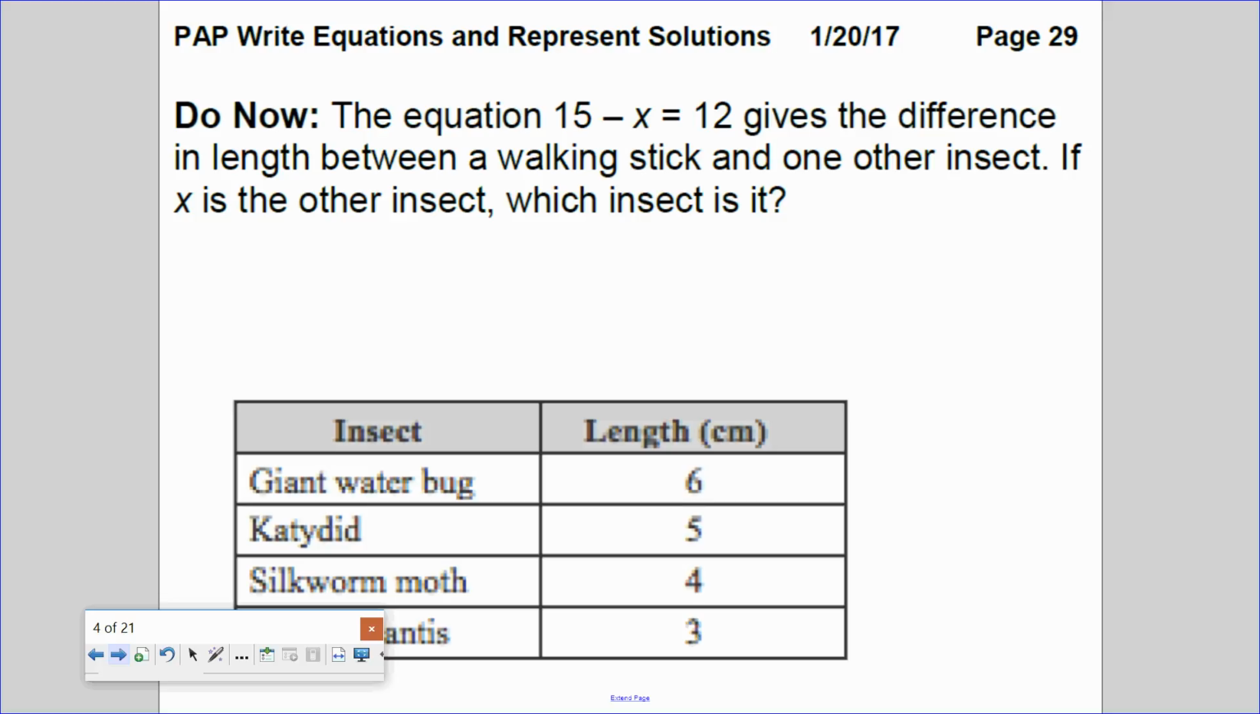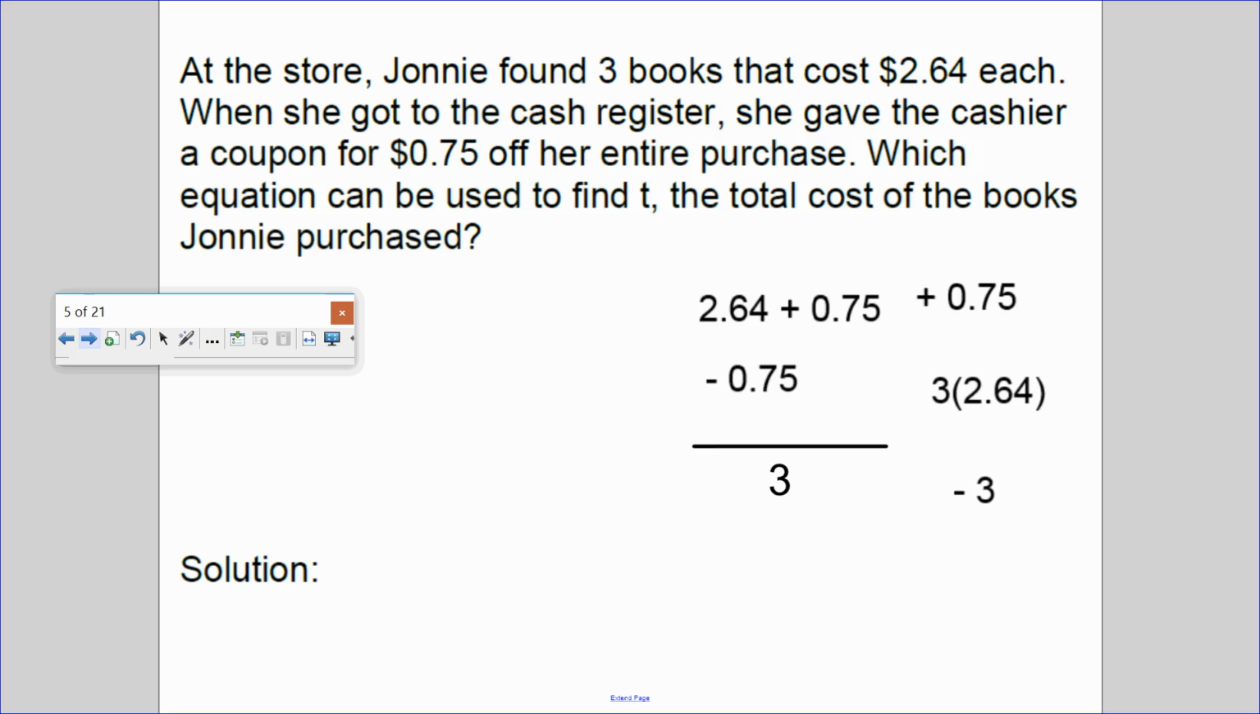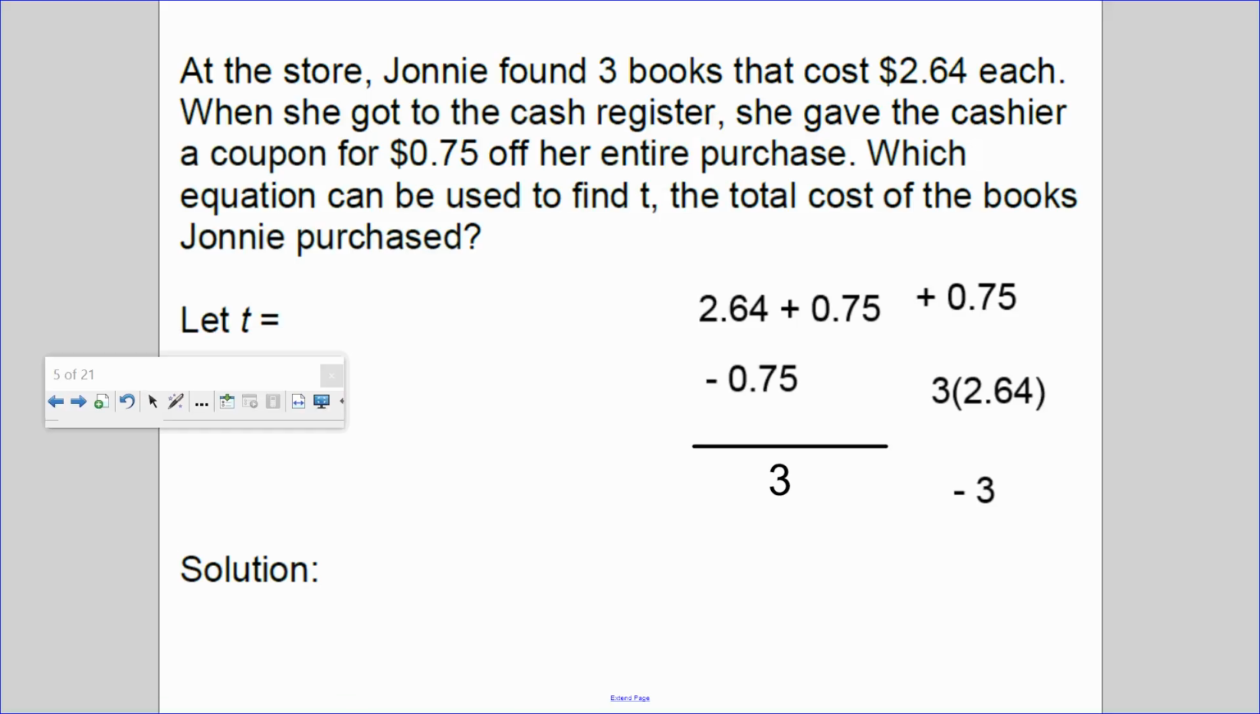So let's look at our next one. Equation 15 minus x equals 12 gives the difference between a walking stick, which is 15 inches, and the other insect. If x is the other insect, which insect is it? So this is the walking stick. Do we know the other insect? 15 minus 6, 5, 4 is 3. So the flower mantis: if you find the difference of the walking stick and flower mantis, you'll get 12 inches. 15 minus. So that's before we can delve into the lesson fully.